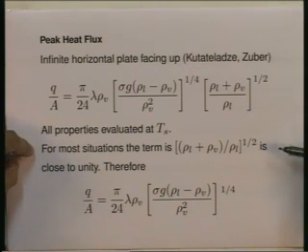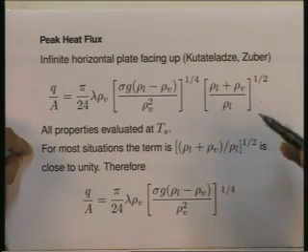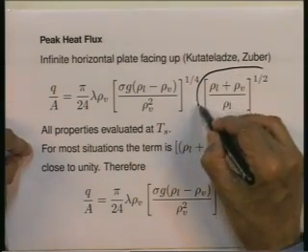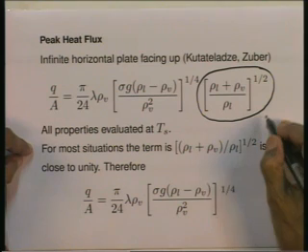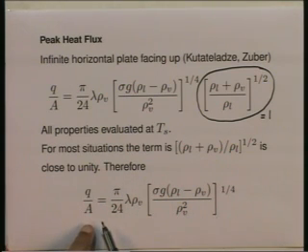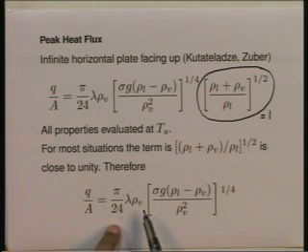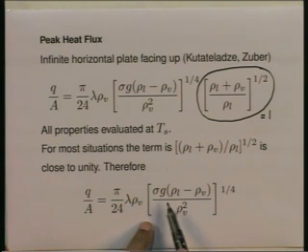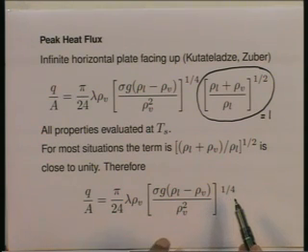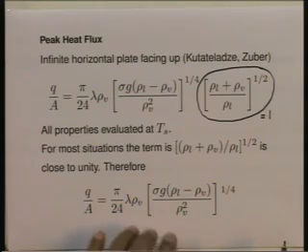Now, for most situations, the second term, (rho L plus rho v) divided by rho L to the power of half, tends to be almost unity. If you put that simplification in, then the expression reduces to the simpler form: Q by A is equal to pi upon 24 lambda rho v in the square bracket [sigma g (rho L minus rho v) upon rho v squared], the whole thing to the power of 1/4. This would be the value of the critical heat flux, and this expression is very widely used.